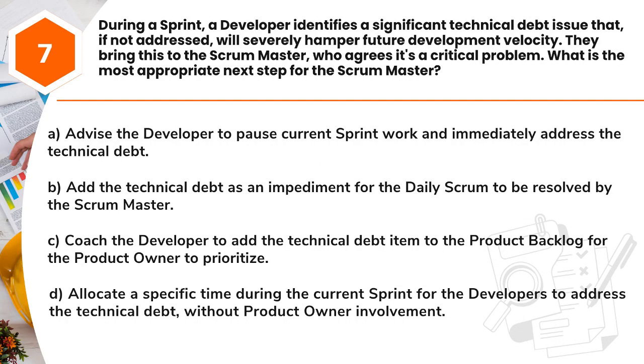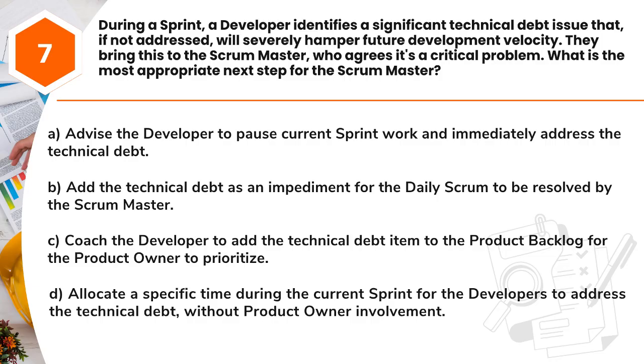Question 7. During a sprint, a developer identifies a significant technical debt issue that, if not addressed, will severely hamper future development velocity. They bring this to the Scrum Master, who agrees it's a critical problem. What is the most appropriate next step for the Scrum Master?